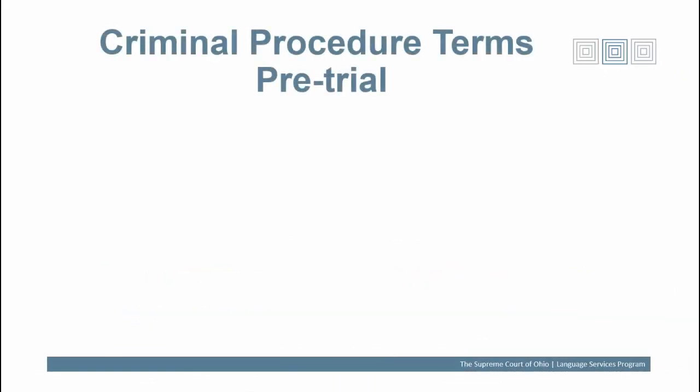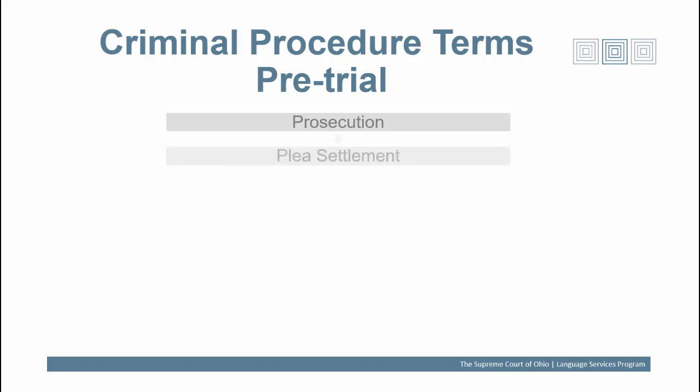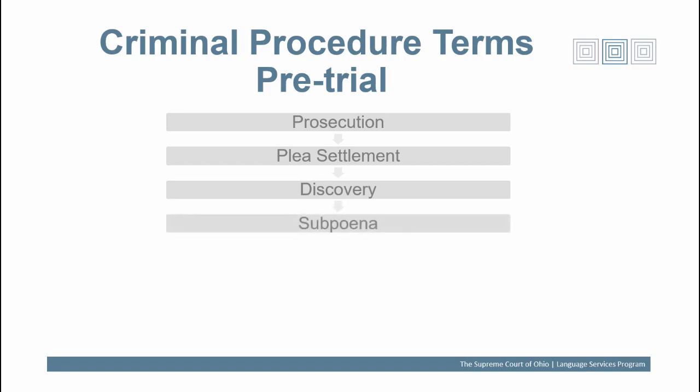Continuing on with the legal terms interpreters would need to know, here are prosecution, the party by whom criminal proceedings are instituted or conducted. Plea settlement, an agreement between the prosecutor and defendant whereby the defendant agrees to plead guilty. Discovery, the gathering of information before a case goes to trial. Subpoena, a request for the production of documents or a request to appear in court or other legal proceeding.